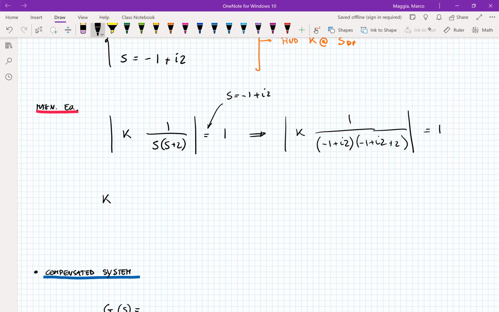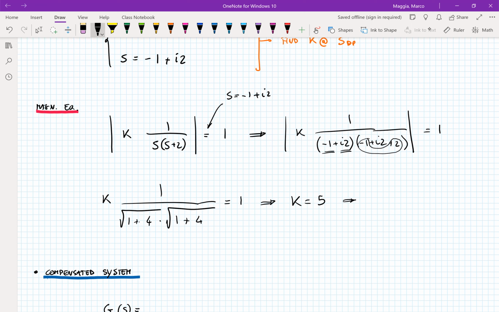So going ahead with the calculations, we have 1 over the square root of real part squared, 1, plus imaginary part squared, that is 4, times the square root of real part squared. So -1 plus 2 is 1, so 1 once again, plus imaginary part squared, which is again 4. So this has to be equal to 1. In other words, k happens to be equal to 5. And this is not the 40 that we were expecting.